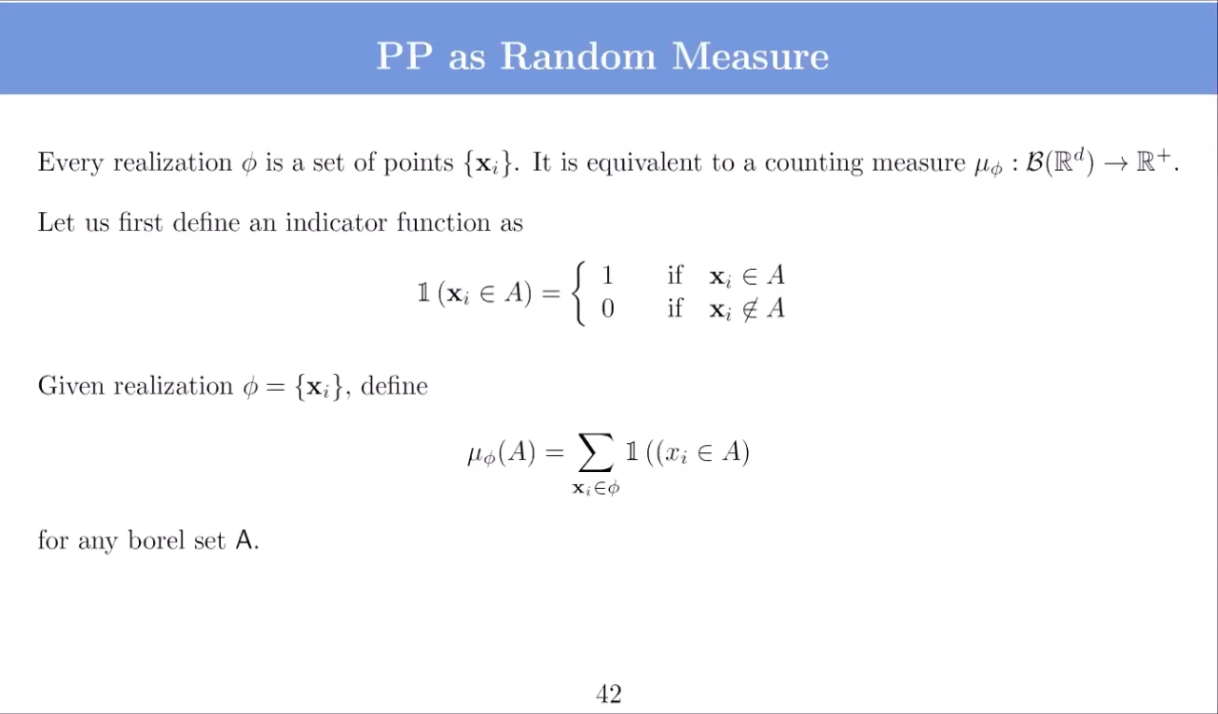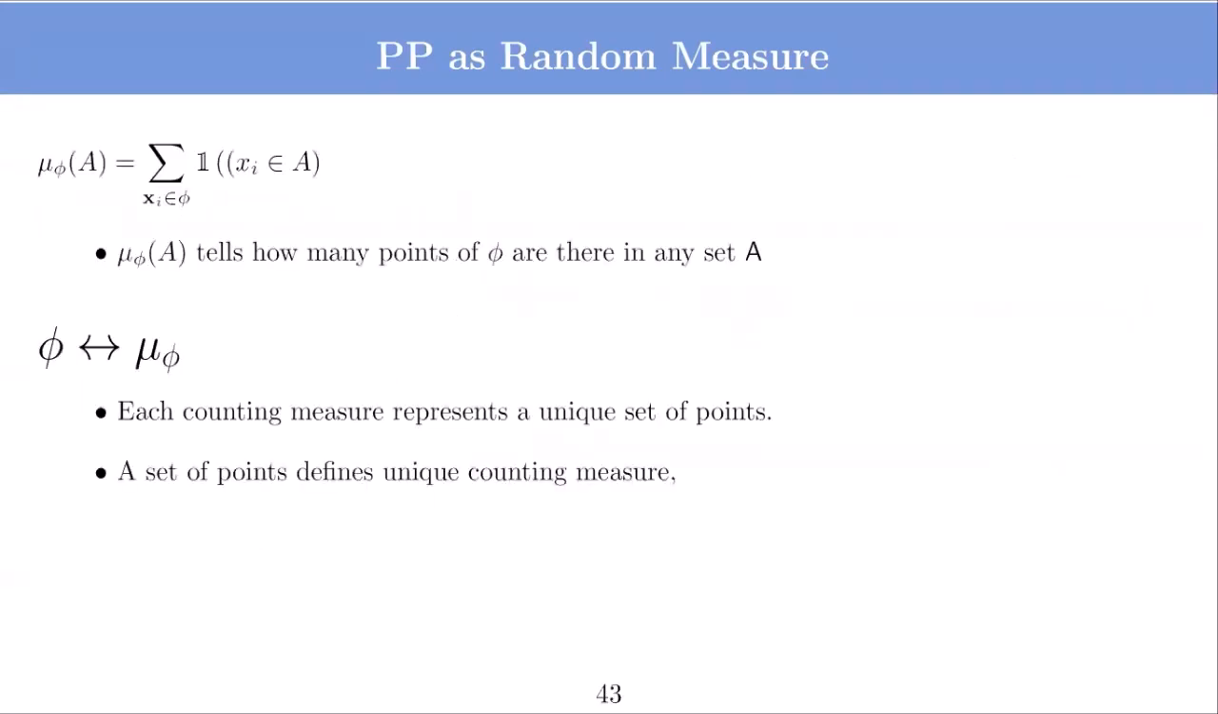If you look at this particular definition, where I'm adding the indicator over each point, essentially I'm getting how many points would say yes to the question of whether they are in A. So this is nothing but the number of points of phi in A. This will be either 0 or a positive number. So this mu phi is a function defined from the Borel algebra on R^d to R plus. What I'm saying is either I can tell phi or I can tell mu phi, both are equivalent.